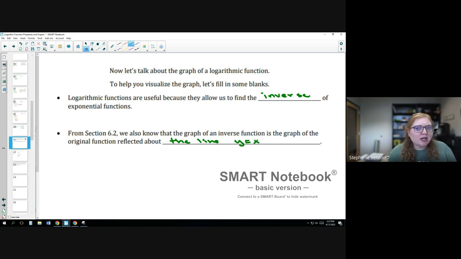So we learned that already in this unit when we were discussing inverses in that set of guided notes. What we learned is that if you graph a function and its inverse on the same coordinate plane, they're going to look like reflections of each other over the line y equals x.